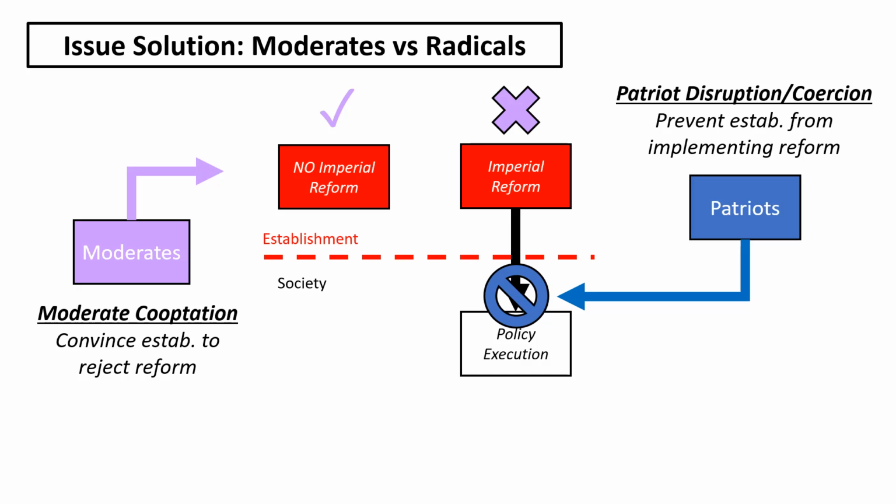If the establishment ever issued an anti-Lockean order, Patriot elites in government would obstruct and override them, and if that wasn't possible, ordinary patriots would use physical violence to stop the government from carrying those orders out.